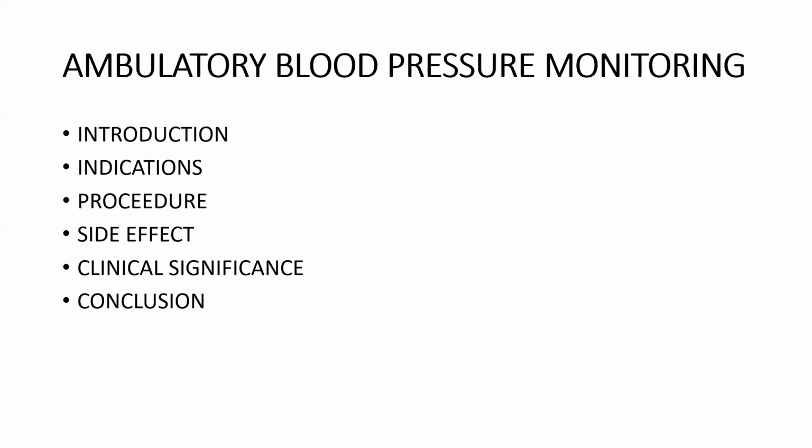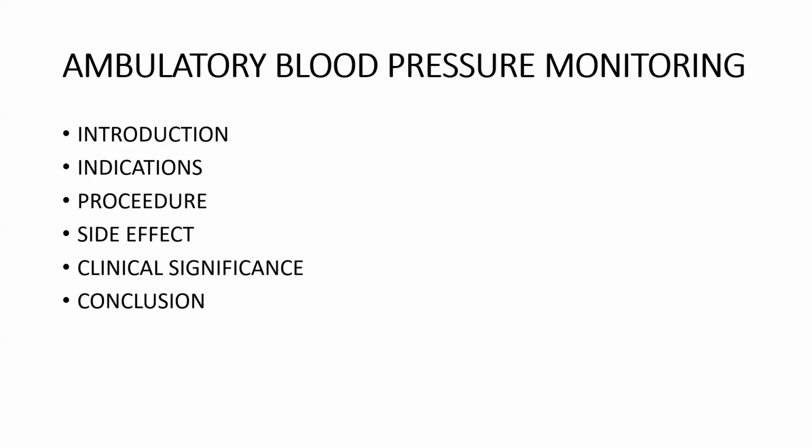So for ambulatory blood pressure monitoring, we'll be discussing using the following outline: introduction, indications, procedure, side effects, clinical significance, and conclusion. So it's important to note that blood pressure is an integral part of cardiovascular medicine. Blood pressure value itself can be used to diagnose hypertension and also to assess and evaluate for hypertension-mediated organ damage, which are the asymptomatic effects of persistent hypertension on these organs.